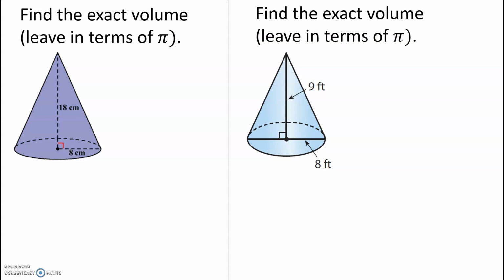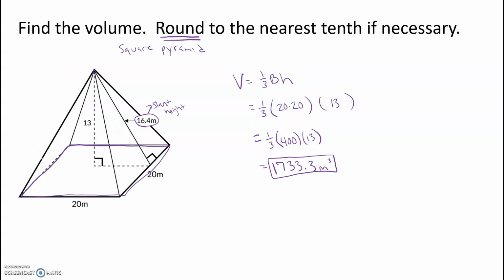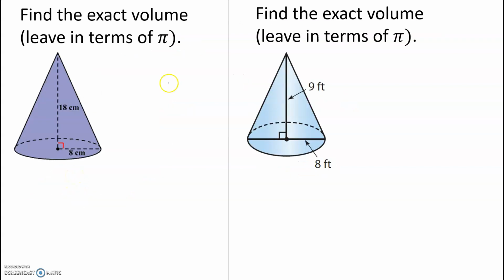So the next two, these are cones. Notice the only difference between a cone and a pyramid is that a pyramid has some type of polygon base. So a square, a rhombus, a trapezoid, a polygon. Okay? A cone has a circle base, but it still has one base.